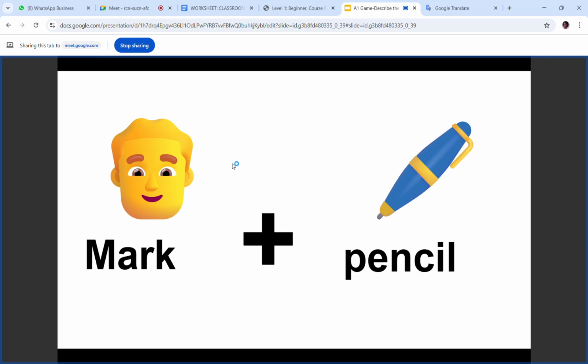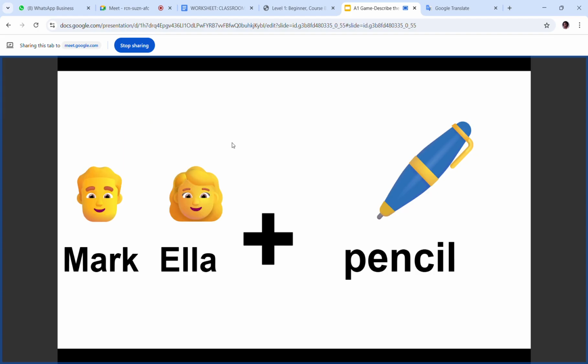Who wants to do this one? So, Bo, did you do one? Did you answer? Okay. This is Mark. Yes, very good. That is a pencil. The pencil is his. Very good. Okay.